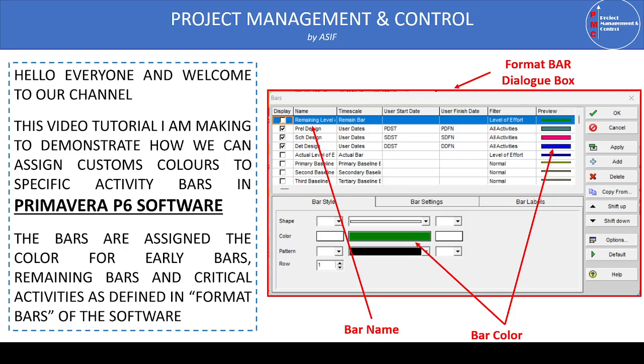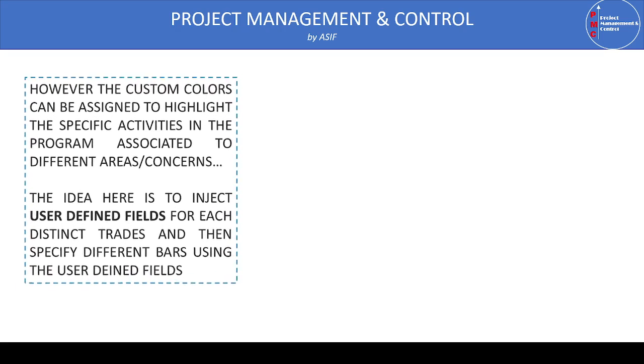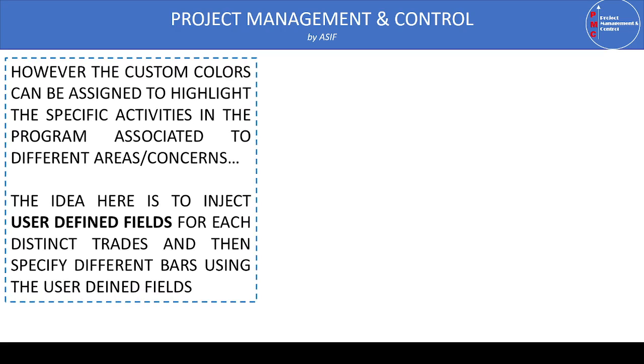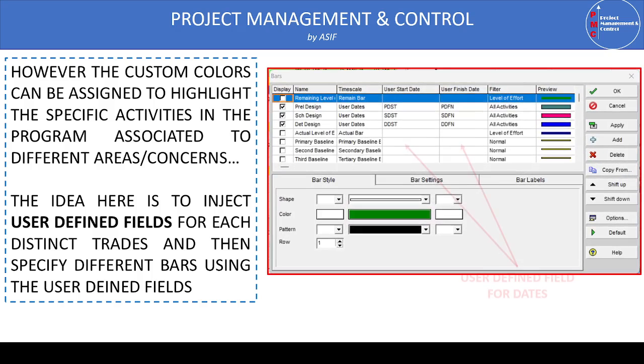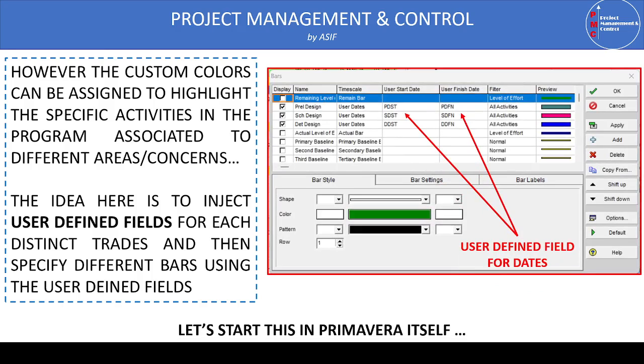And in the same way, during the design stage, if you are making a design program, you may want to show a different color scheme for different design stages in the program. As we said before, Primavera already has a built-in color scheme. However, we can assign a custom color to specific activities in the program, related to different areas and concerns. So it is possible to assign a custom color to activities related to different areas, trades, and building names.